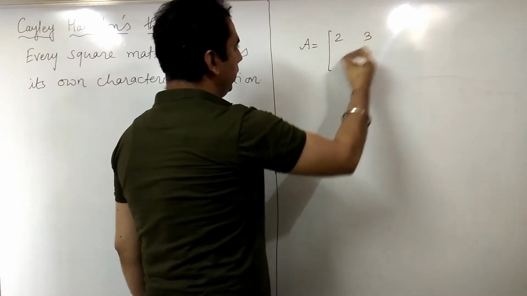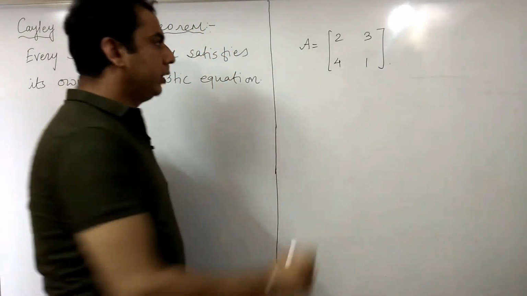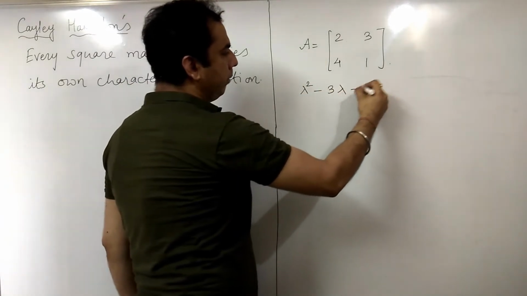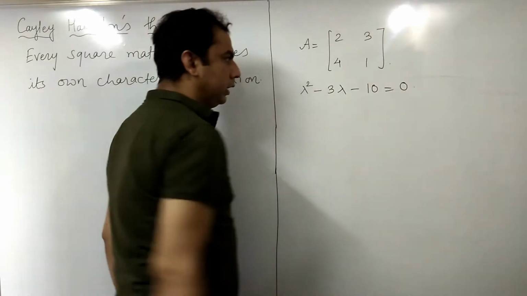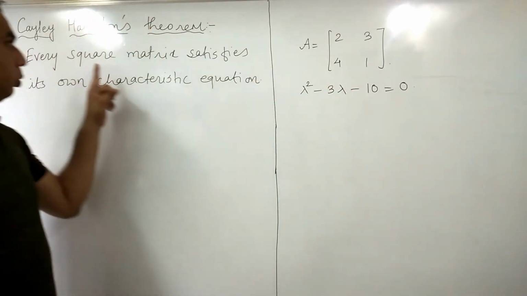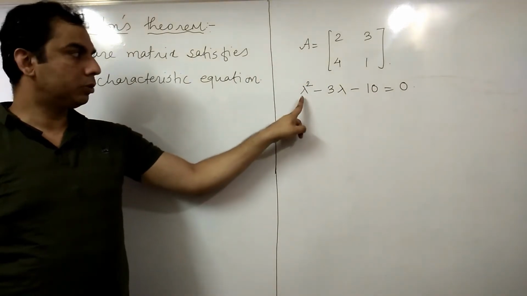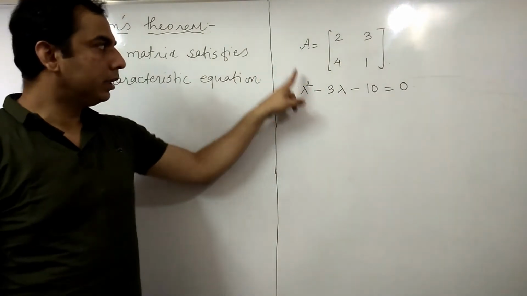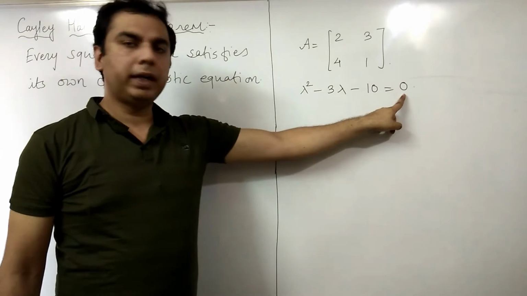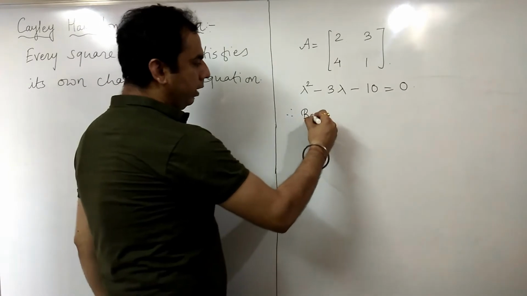Matrix A is equal to [2, 3; 4, 1]. In the previous video, we have seen that the characteristic equation of this matrix A is lambda square minus 3 lambda minus 10 is equal to 0. Now, according to Cayley-Hamilton theorem, every square matrix A satisfies its own characteristic equation. That means if we write A in place of lambda, then we must get a null matrix on the right hand side.